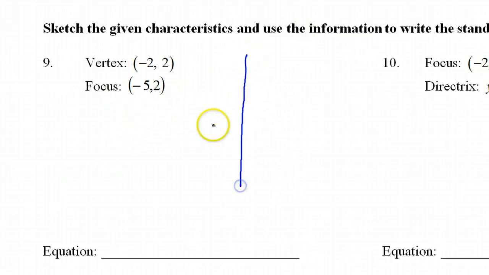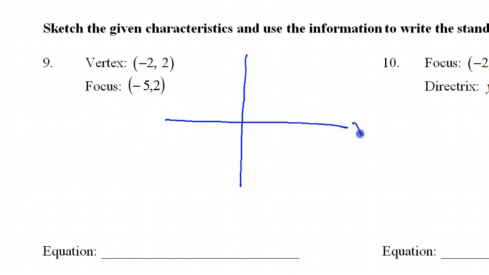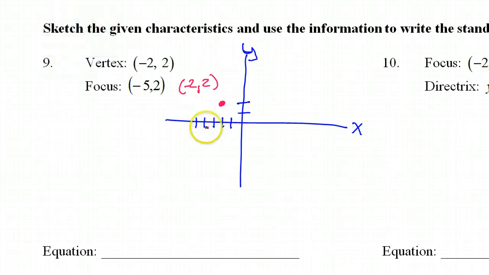Okay. So this could be my x-axis and my y-axis. So if I go -2, 2, that'd be like this, -2, 2. Okay, so I'd have so far a vertex is going to be around there. Now my focus is at -5, 2. 3, 4, 5, 2. So my focus is going to be right here.